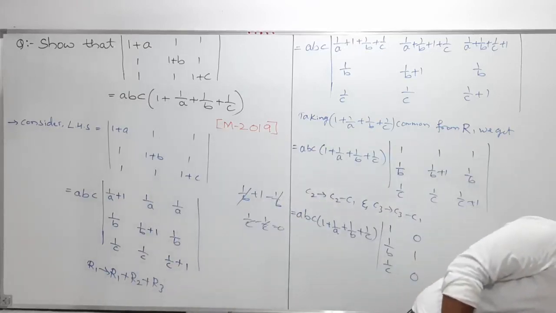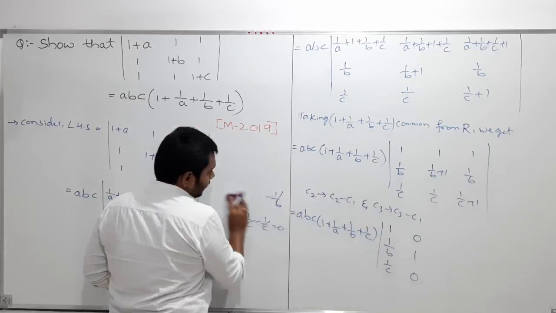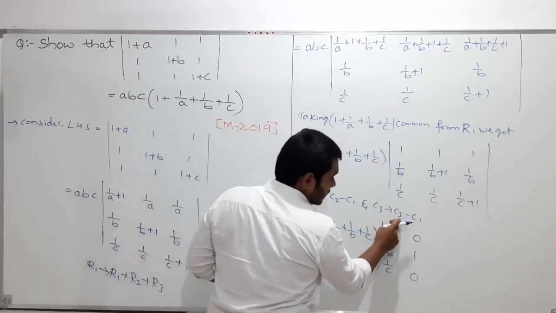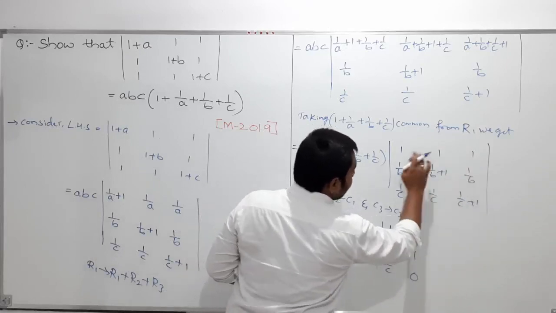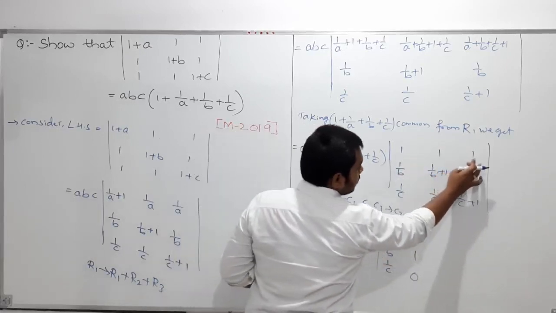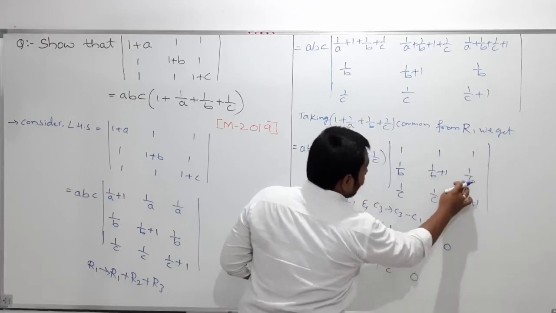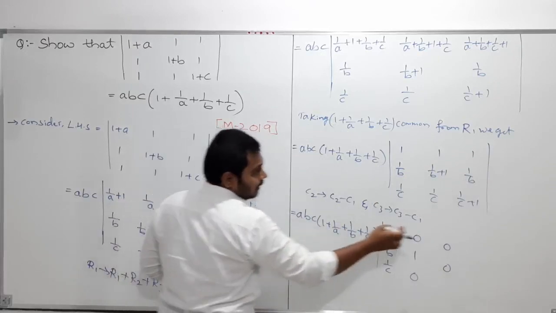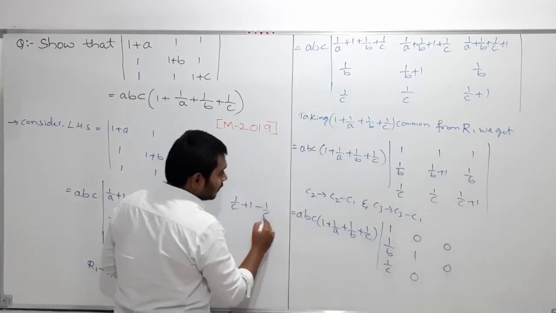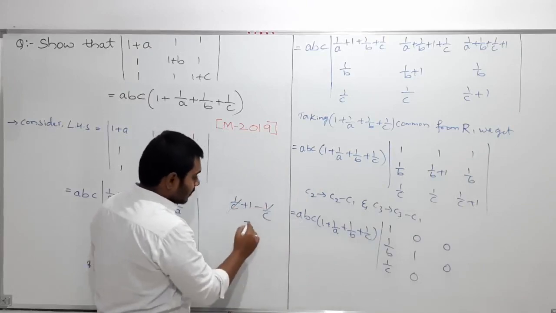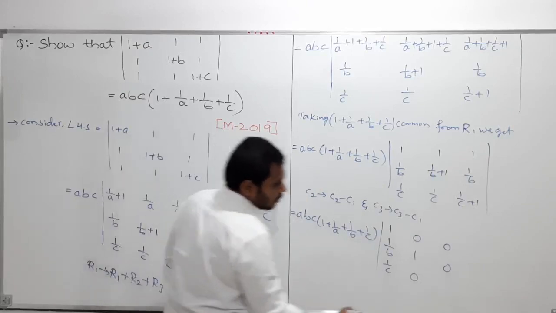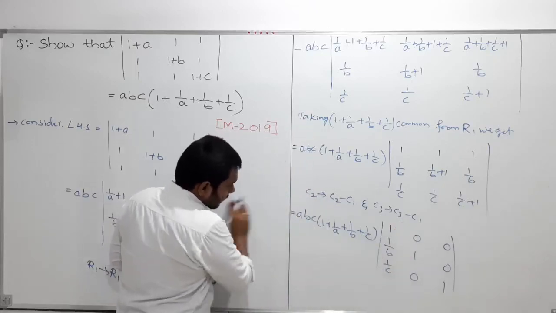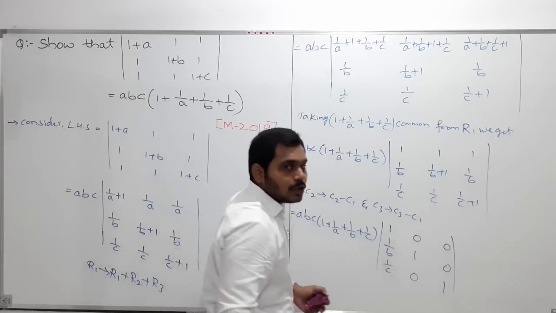And next, I will move to the next operation. What is that? C3 here. So how is C3 changing here? C3 is changing, C3 minus C1. So this column minus this column. Therefore here also 1 minus 1 is 0. 1 by B minus 1 by B is 0. Here it is 1 by C plus 1, this element minus this element. So plus 1 by C minus 1 by C gets cancelled. You will get 1.